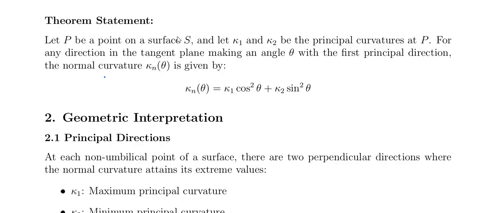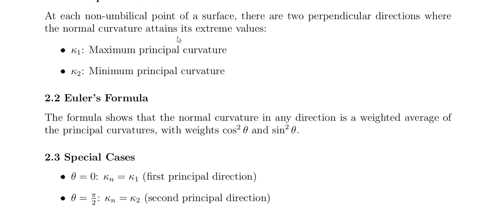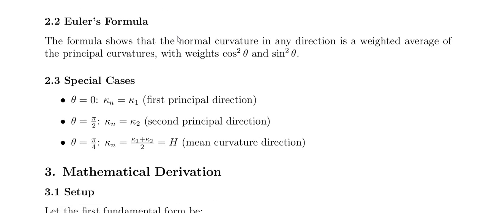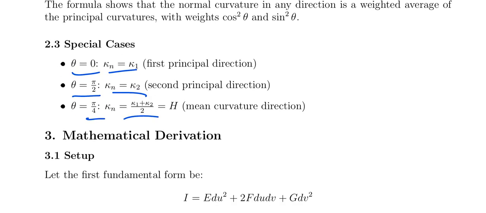This is the definition, the important statement of Euler's theorem. So what is the Euler's formula? The formula shows the normal curvature in any direction is a weighted average of the principal curvatures, with weights cos square theta and sin square theta. So theta equal to 0, kn equal to k1, and theta equal to pi by 2, kn equal to k2, and theta equal to pi by 4 is called the mean curvature direction, with the second principal direction and the first principal direction.